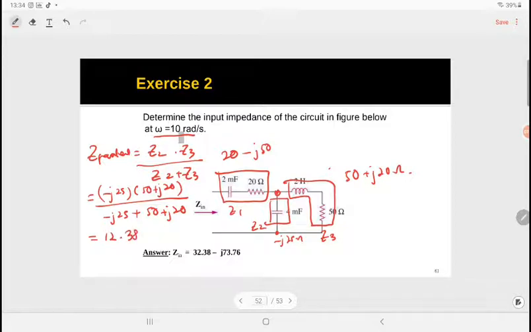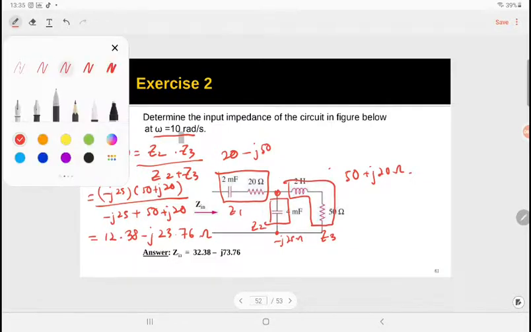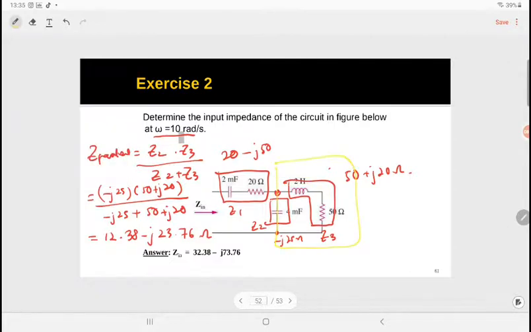The result is 12.38 minus j23.76 ohm. So the parallel impedance is equal to 12.38 minus j23.78 ohm. This parallel part is now in series with Z1.